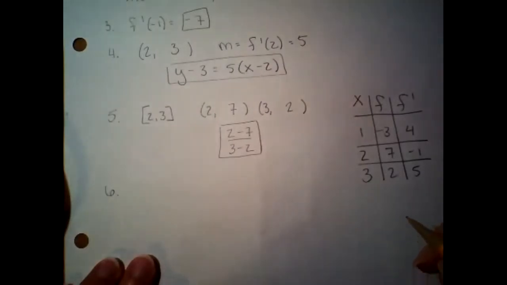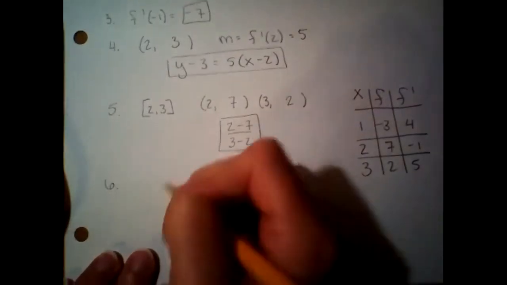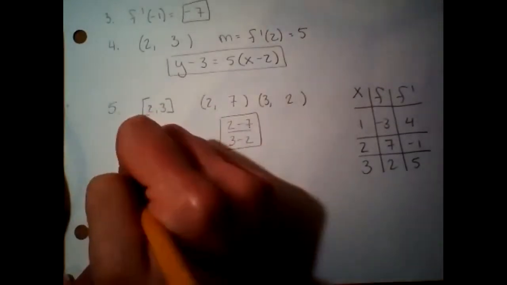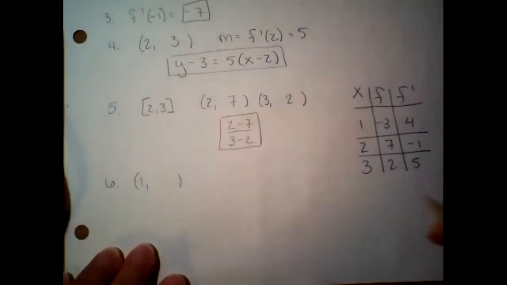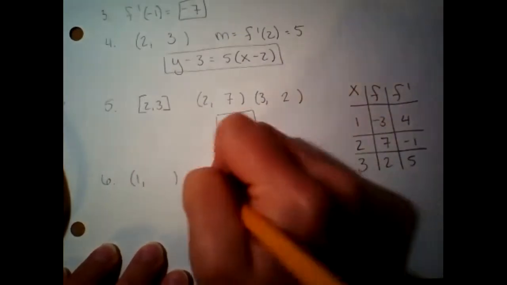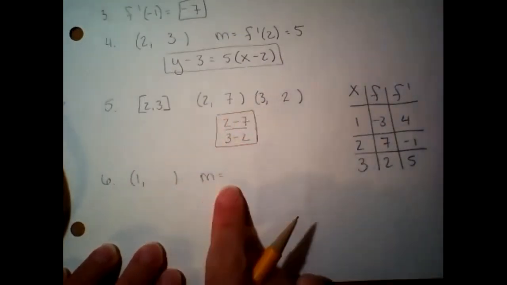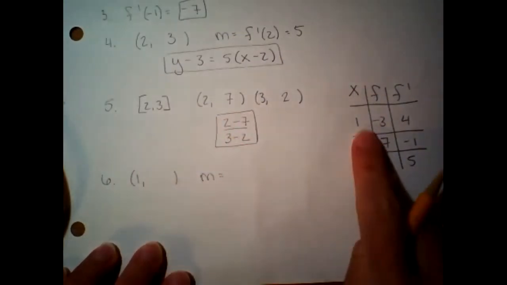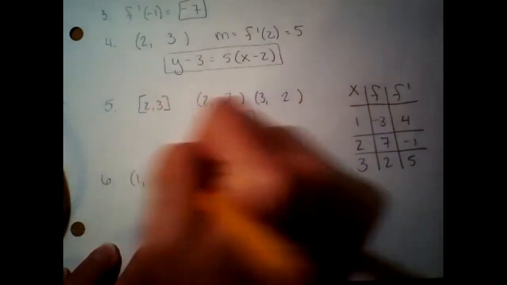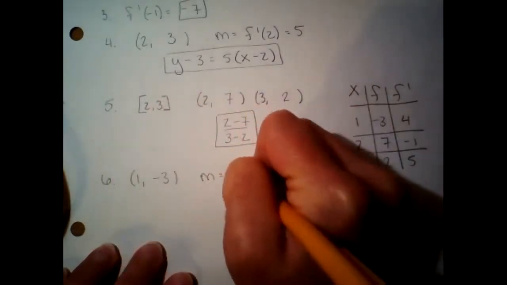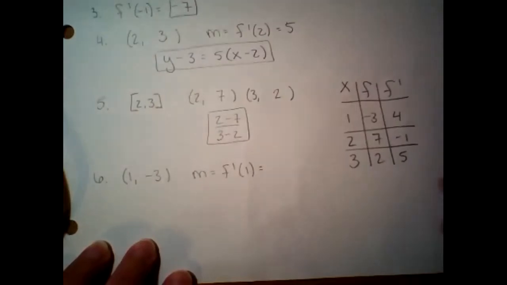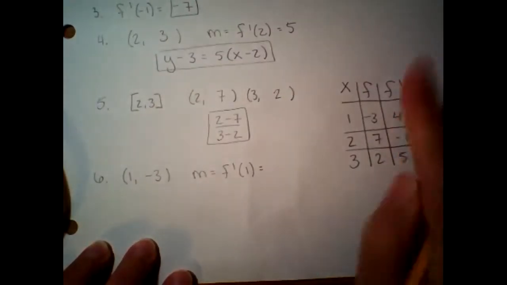And then last one, we want a tangent line that will allow us to approximate f of 1.1. That means we need to write the equation at 1. So again, we need a point and a slope. Our point is (1, -3). And slope comes from the derivative. So f prime of 1 from the chart here is 4.